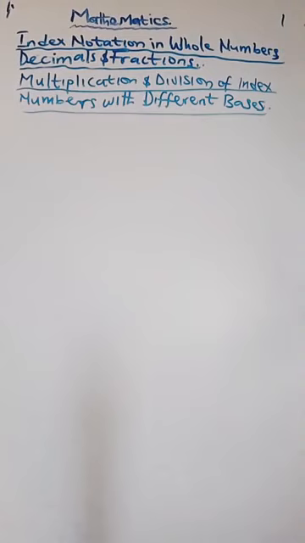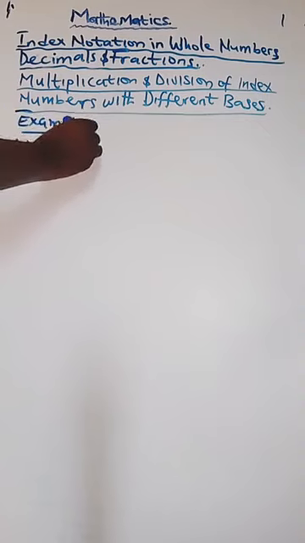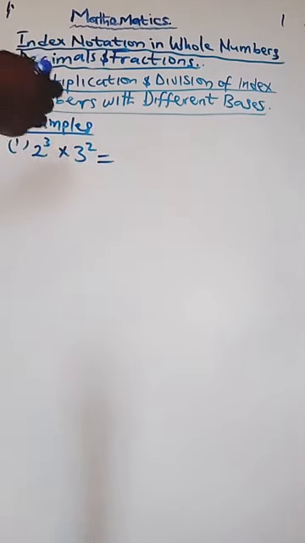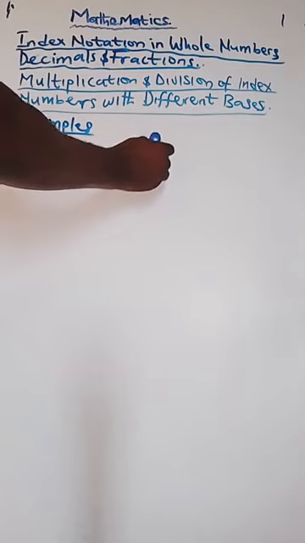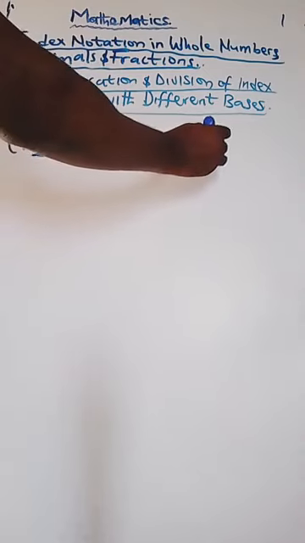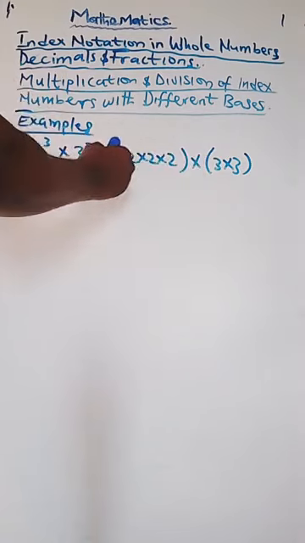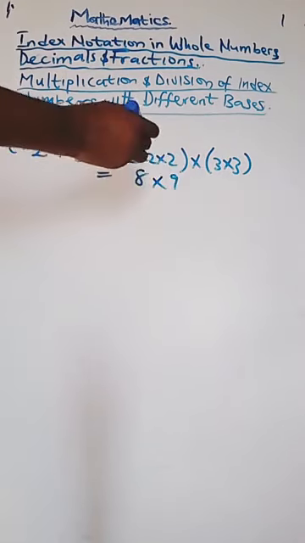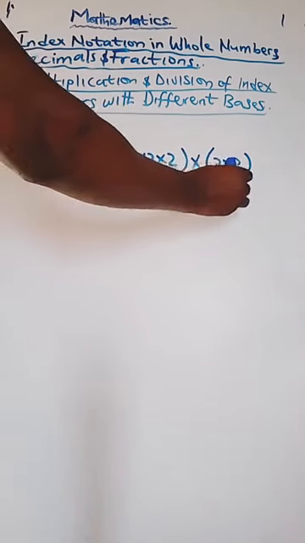Now let's look at multiplication and division of index numbers with different bases. Let's look at examples to be our guide. Let's say you have 2 raised to power 3 times 3 raised to power 2. You expand it. This will be 2 times 2 times 2 times 3 times 3. So this is 2 times 2, 4, 4 times 2, 8 times 9. And the answer is 72. So that's a simple way to solve that.